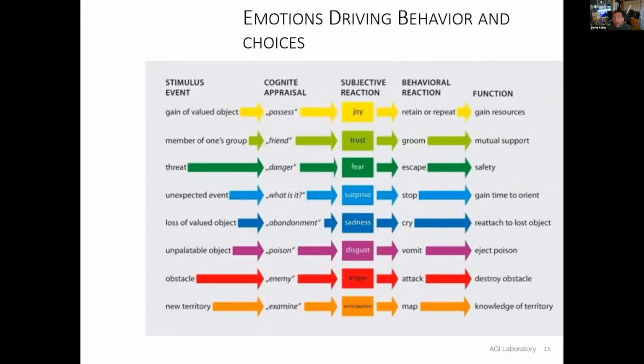This was another great chart that I think both of these are originally from a presentation Mark did, where in this case, you can look at the stimulus, the cognitive appraisal, the subjective reaction, and then the behavioral reaction and function. And you can see how that process happens with given emotions. When you start adding them together, you get a lot more. You can see the complexity of the kinds of behaviors you can theoretically get out of this.